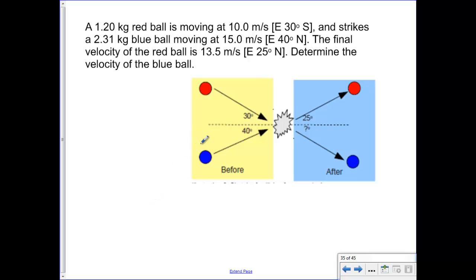Okay, right off the bat, I feel like it may be worth my time to break everything up into the X and Y directions before I even start. So let me label this. This 1.2 kilogram red ball was moving at 10 meters per second on a hypotenuse. It struck the 2.31 kilogram ball that was moving 15. And then when they were done, this guy was 13.5, and we're looking for blue.